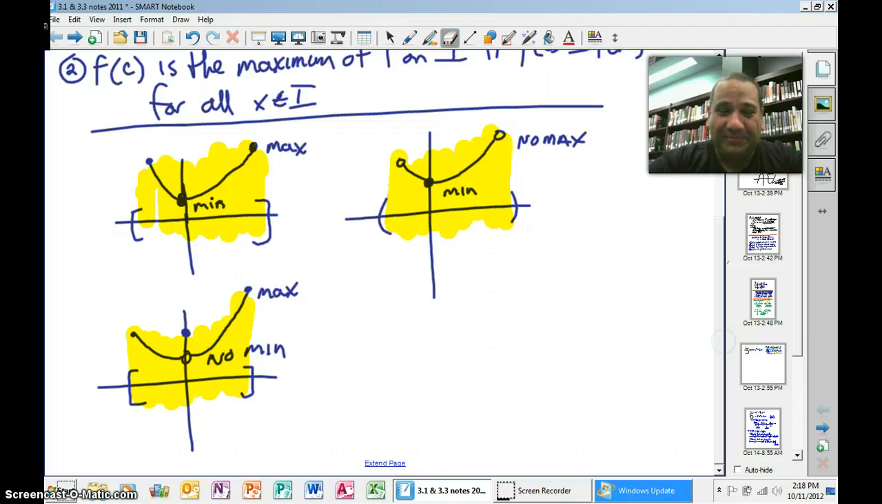So anyway, here's what we got going on. Here's a min, here's a max. Open interval doesn't include the endpoints. There's only a min, no max. Oh, closed interval, here and here, no min. So not every function has a min, not every function has a max. It depends on whether it's open, closed, how it looks, holes, no holes.